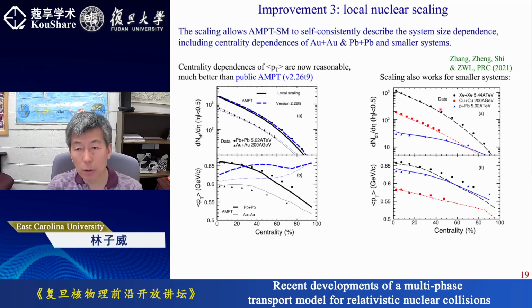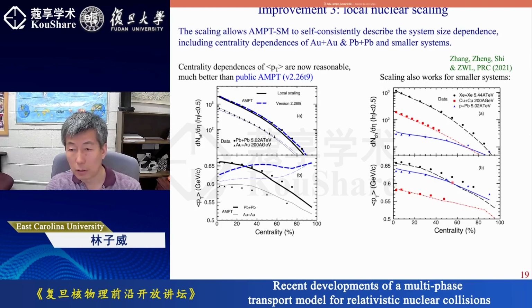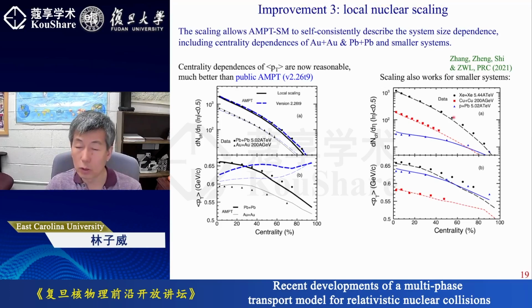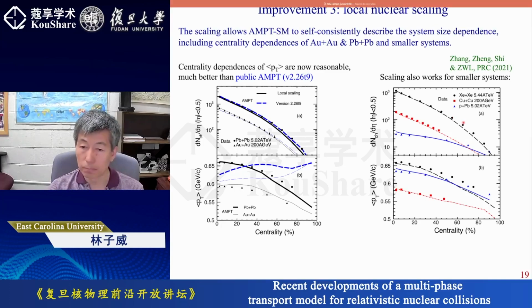And then we can also look at the smaller systems, where the data have never been used in determining the local scaling parameters. So we can look at xenon-xenon at LHC or copper-copper at 200 GeV, or p-lead collisions, even smaller systems, and look at similar quantities like charged particle multiplicity and mean pT versus centrality. And we can see that without any tuning, the AMPT model with local nuclear scaling is able to describe them consistently.